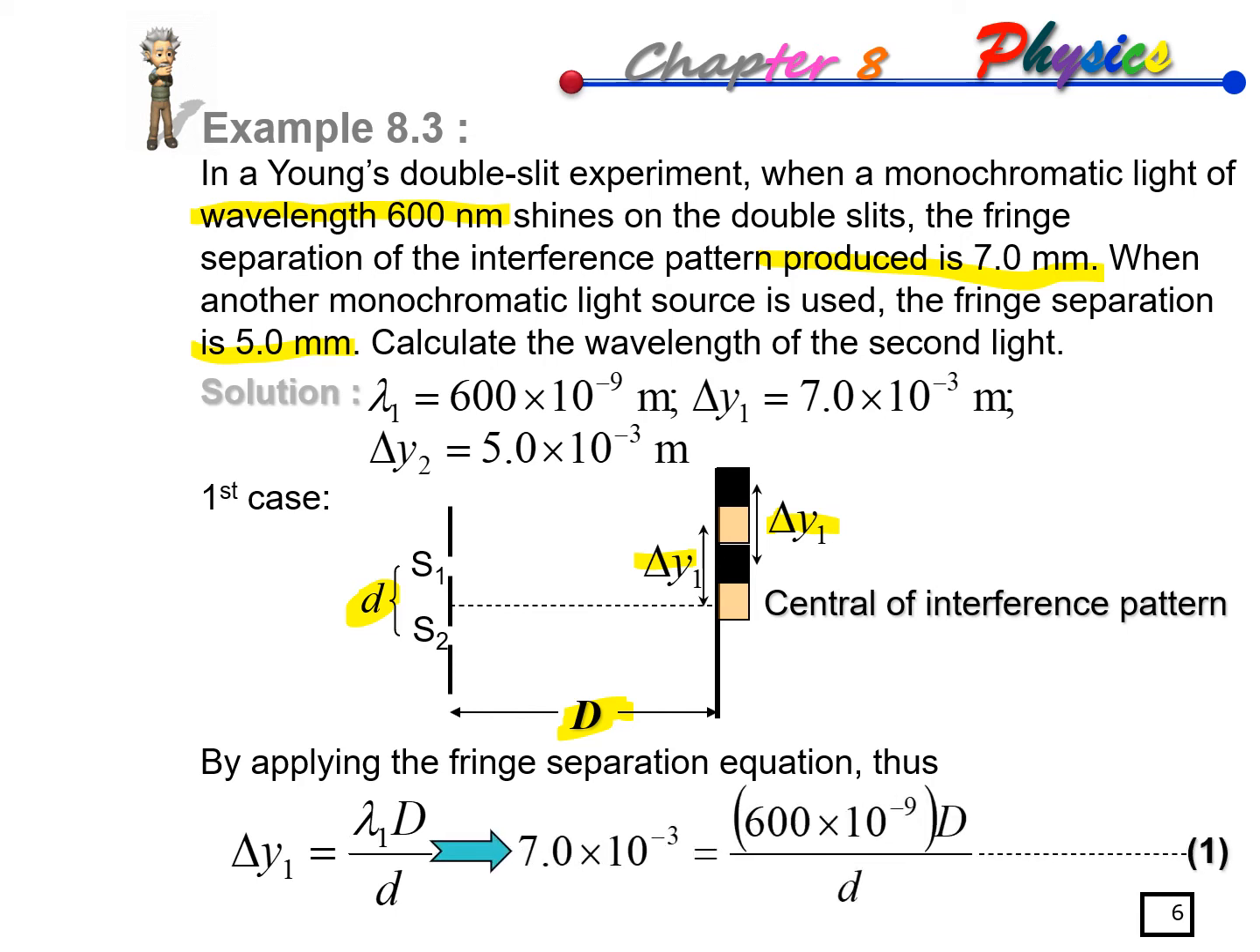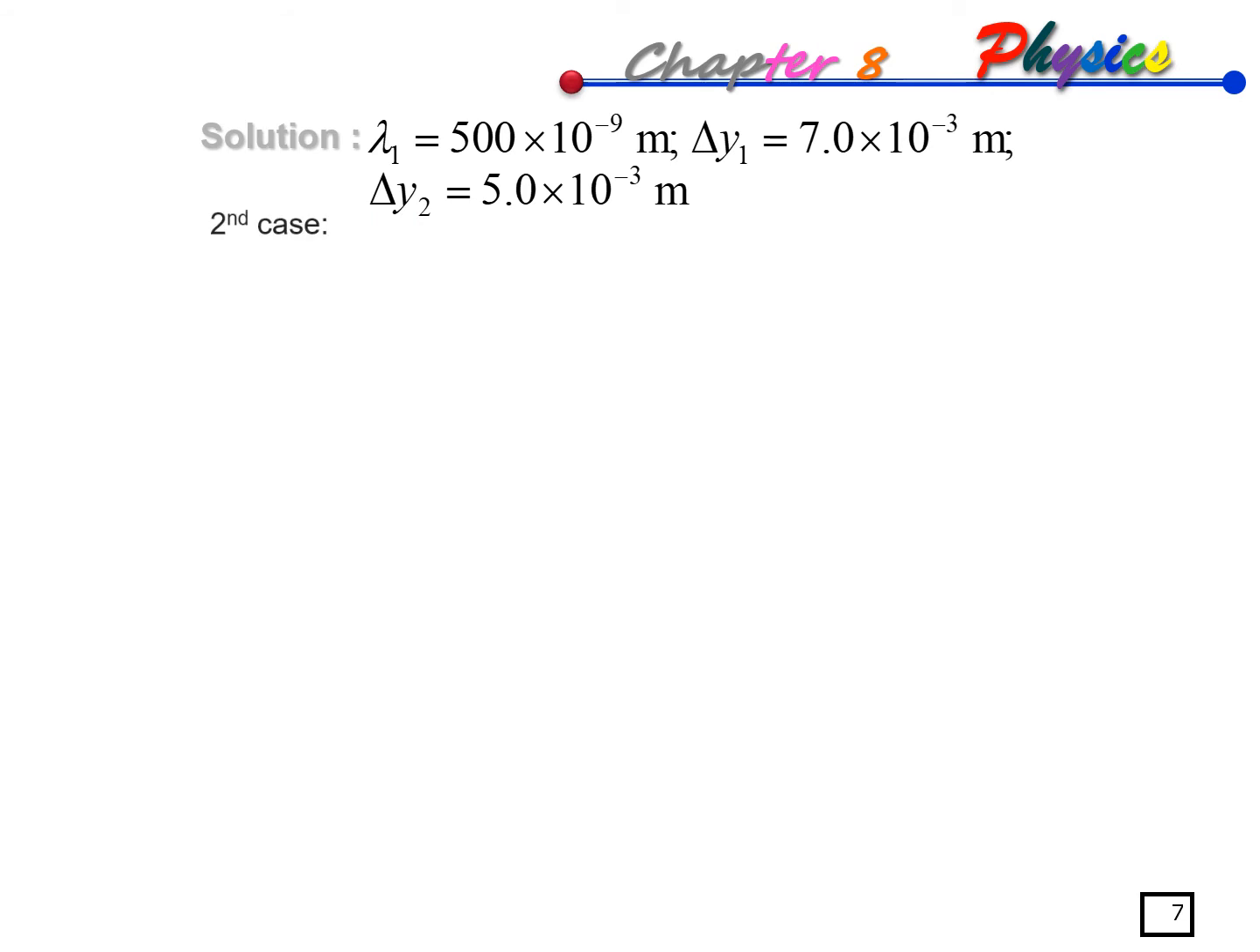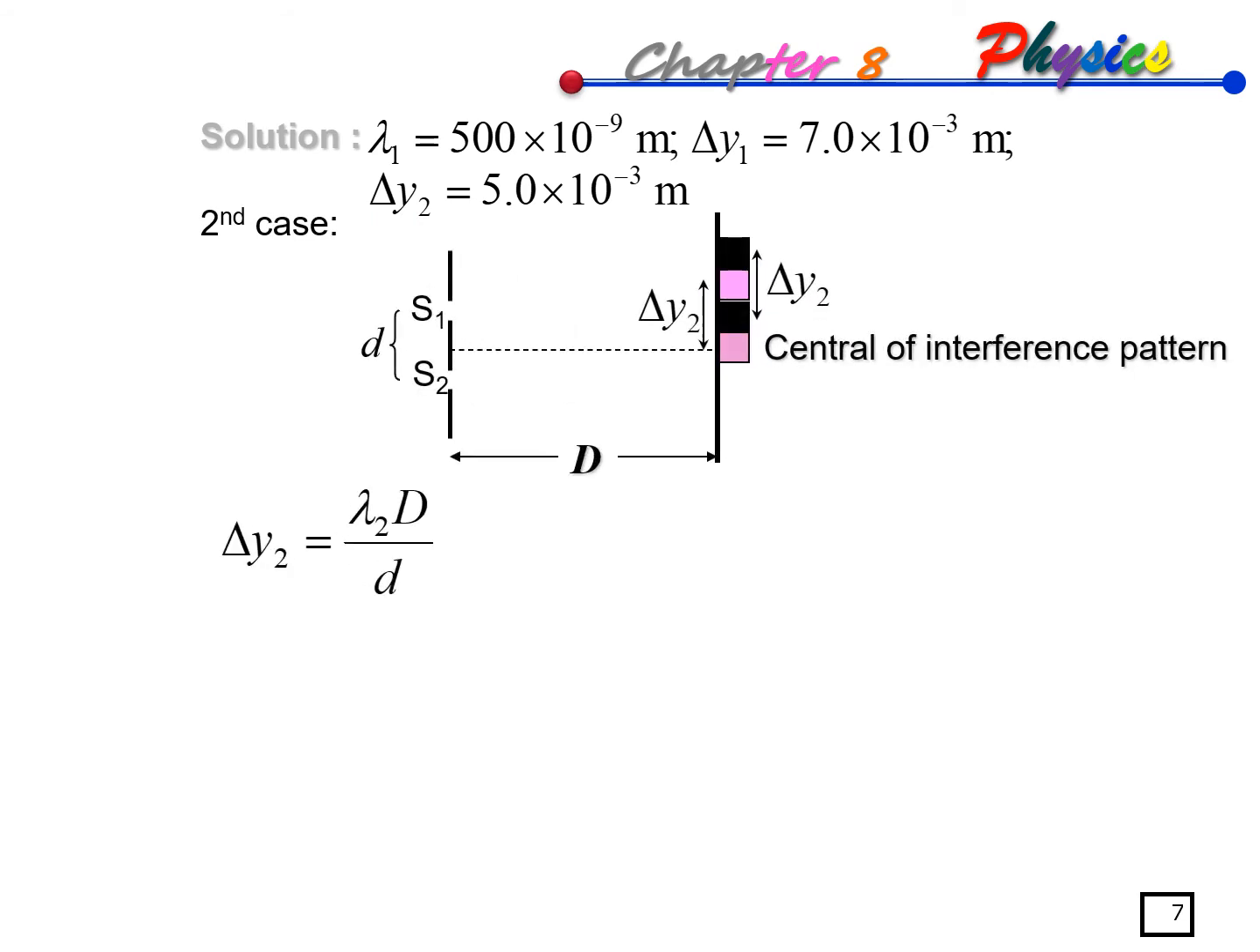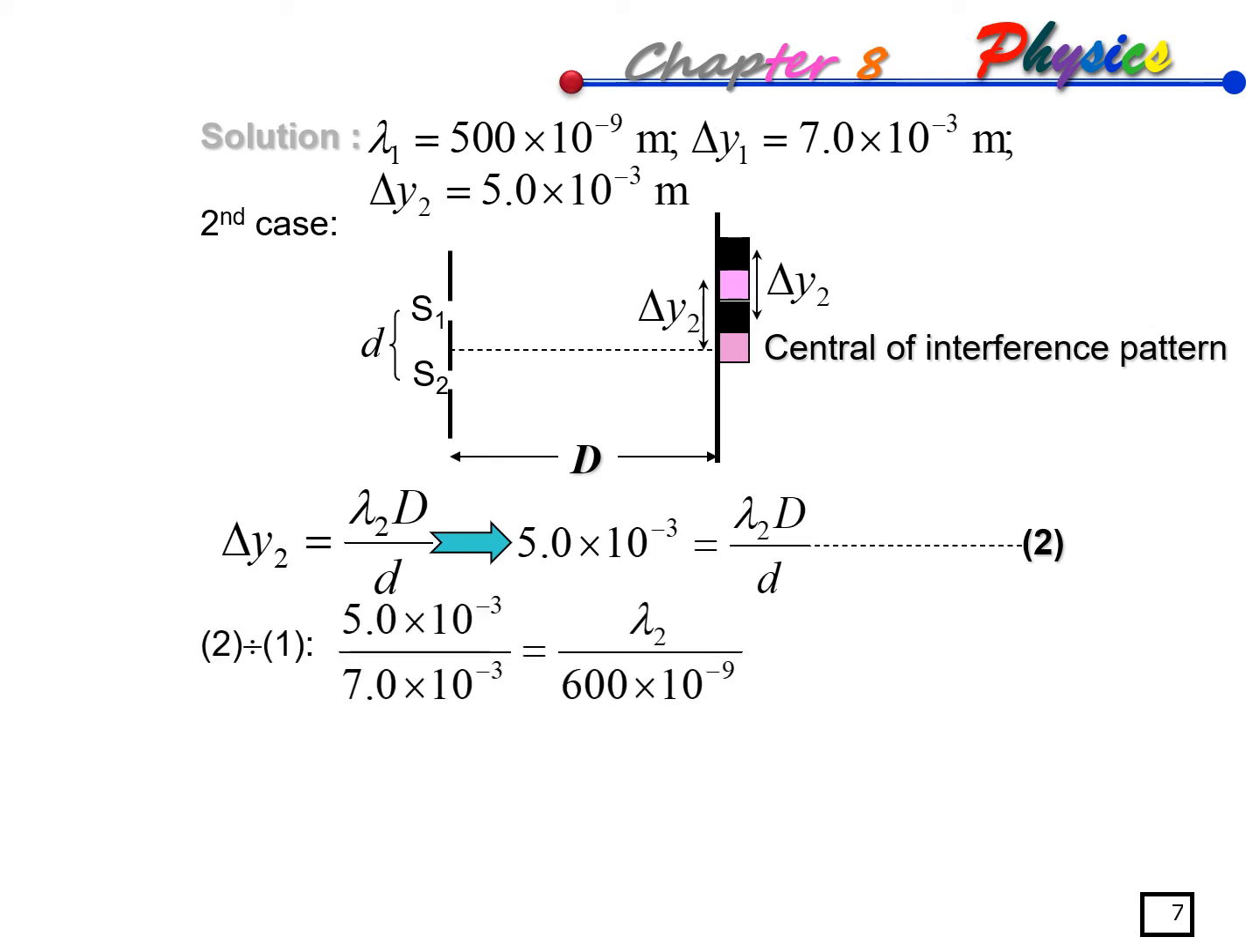Form an equation based on the given information for the first situation, and then form another equation for the second situation. This gives us two equations, so we can solve the problem using simultaneous equations. Here, we divide the second equation by the first equation. From there you will end up with lambda equal to 4.9 times 10 to the power of negative 7 meter, or 490 nanometer.